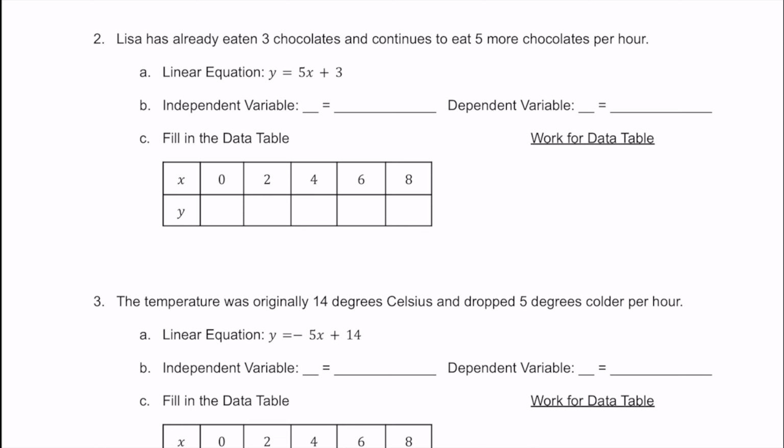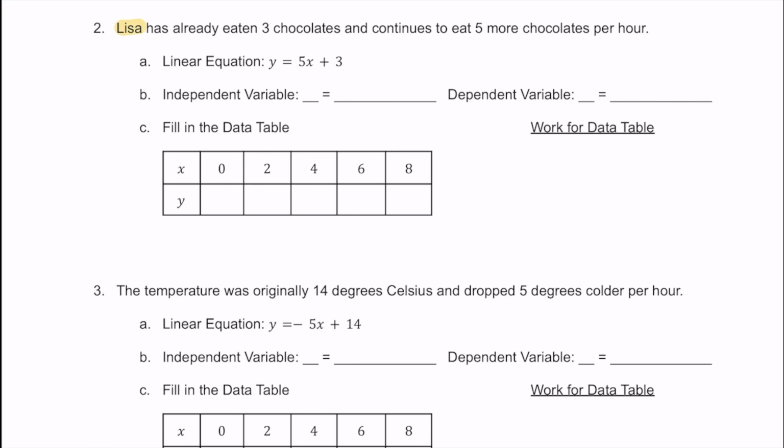Here's number 2. In this problem, Lisa has already eaten 3 chocolates and she's going to continue to eat 5 more chocolates per hour. Here we have our linear equation, which is y is equal to 5x plus 3. Our independent variable here is going to be x, while our dependent variable here is going to be y. X would represent our number of hours, that's going to be the independent variable, and y is going to equal the total number of chocolates eaten, or the dependent variable.